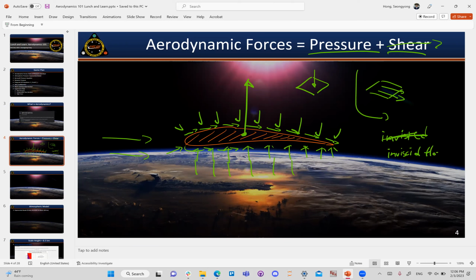Inviscid flow. That's a type of flow where you assume the shear forces are negligible. It's just pressure acting on the system. And this is pretty valid for most analysis, but be careful, it's not always valid.